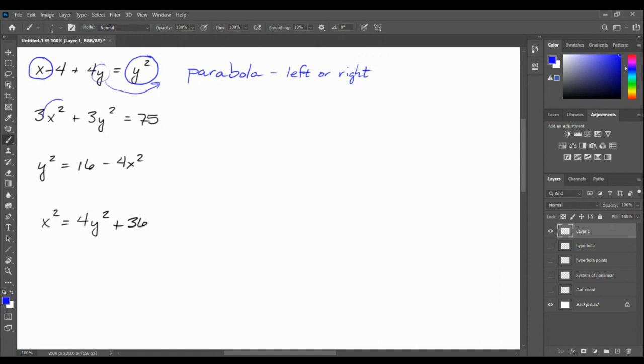Here, again, largest degree, I've got x squared and y squared. As soon as I have both of those squared, I know it is either a circle or an ellipse. Oh, no, I don't know that yet. But when I have both of those squared and they're added together, that's when I know it's a circle or an ellipse. So that is absolutely true. Now, how do I tell which one it is?